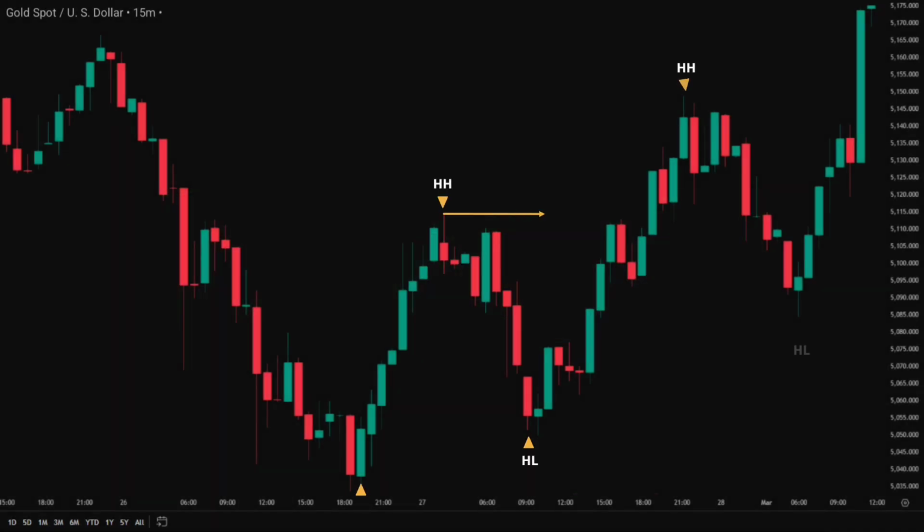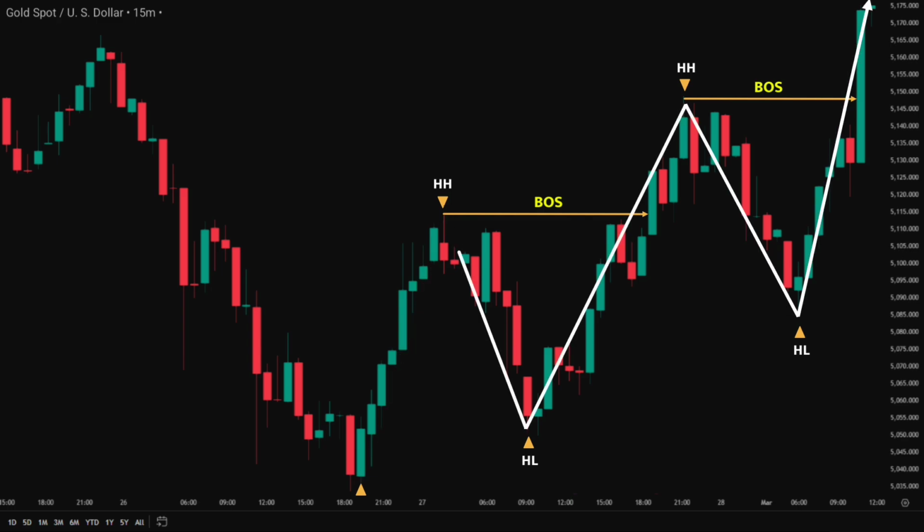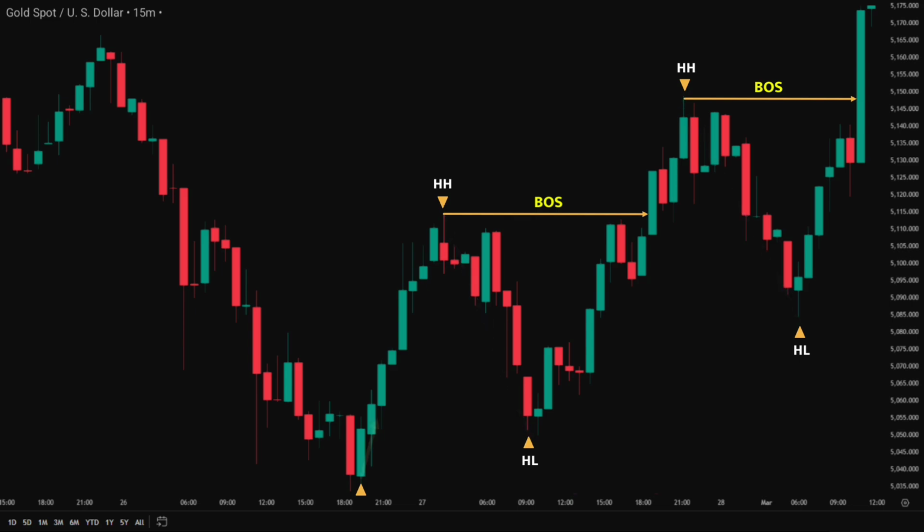When price keeps breaking structure to the upside, buyers are consistently overpowering sellers. Every attempt by sellers to push price lower is being absorbed and reversed. That is a market you want to be buying in, not selling.